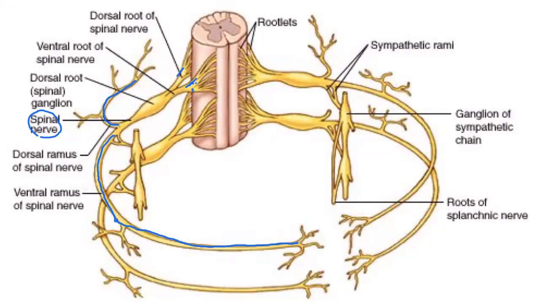This is a universal cross section of the spinal cord, and this is how the spinal nerves, spinal roots and rami are formed. But when we are talking about the lumbar plexus, this is how lumbar plexus forms from L1, for example. L1, L2, L3, L4. L1 to L3 anterior rami.